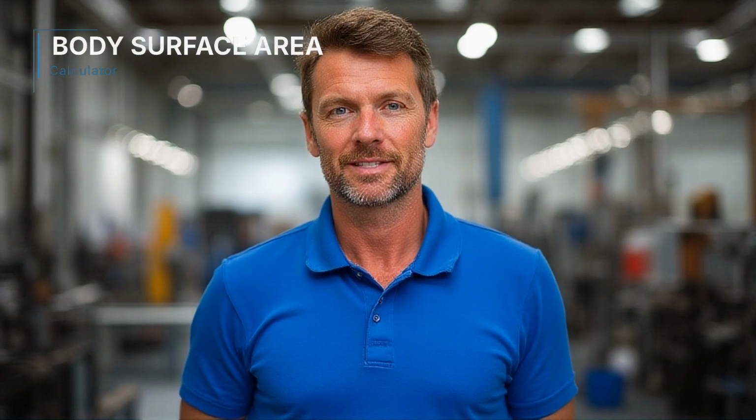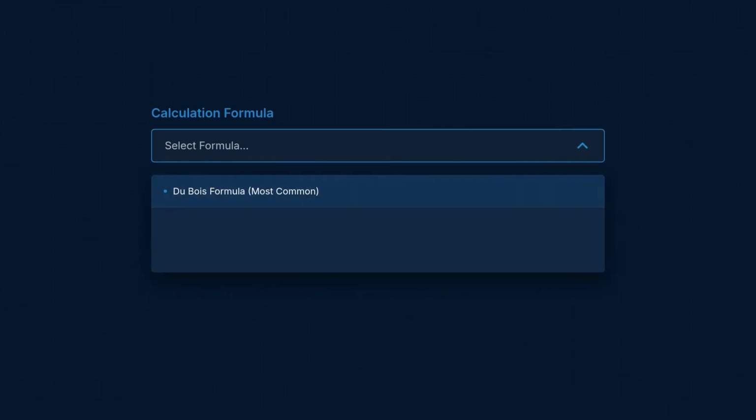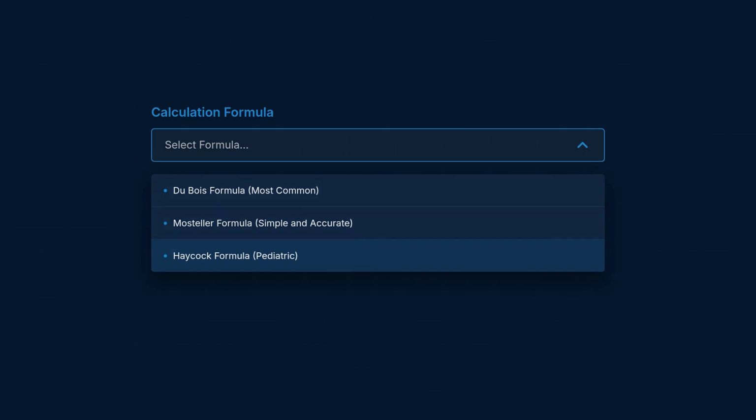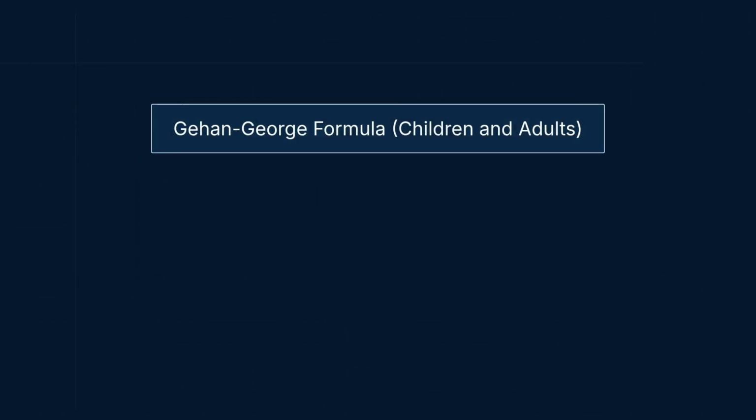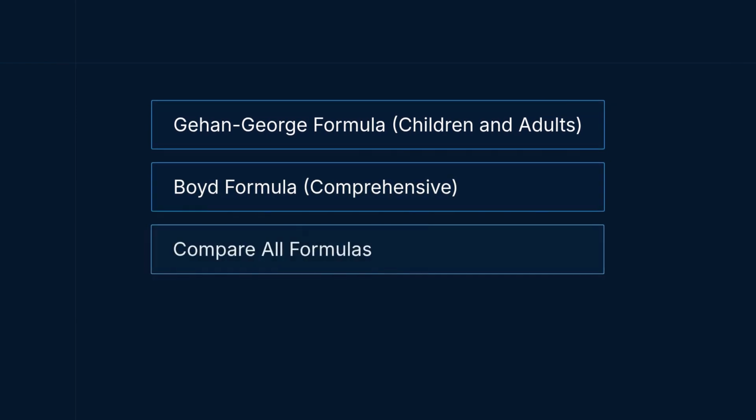This is the Body Surface Area Interactive Calculator, which determines the surface area of the human body for medical dosing and physiological assessments. The calculator has a drop-down menu for calculation formula with 6 options. Du Bois formula marked as most common, Mosteller formula labeled simple and accurate, Haycock formula for pediatric use, Gehan-George formula for children and adults, Boyd formula marked comprehensive, and compare all formulas.